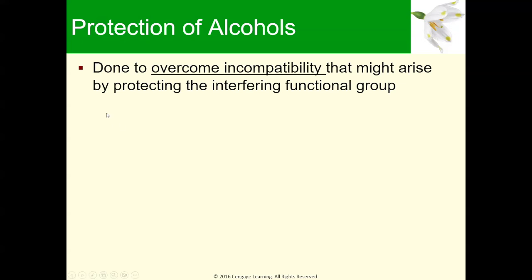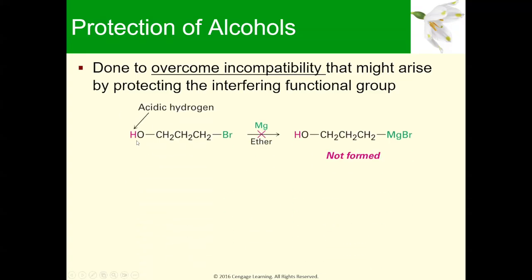So in our notes, we could write, done to overcome incompatibility that might arise by protecting the interfering functional group. Because that hydrogen on the alcohol group is acidic enough, you can't form a Grignard reagent with the alcohol, because the magnesium, instead of inserting itself between the carbon and the bromine, is actually just going to react with that hydrogen right there. So you will not get the desired product.